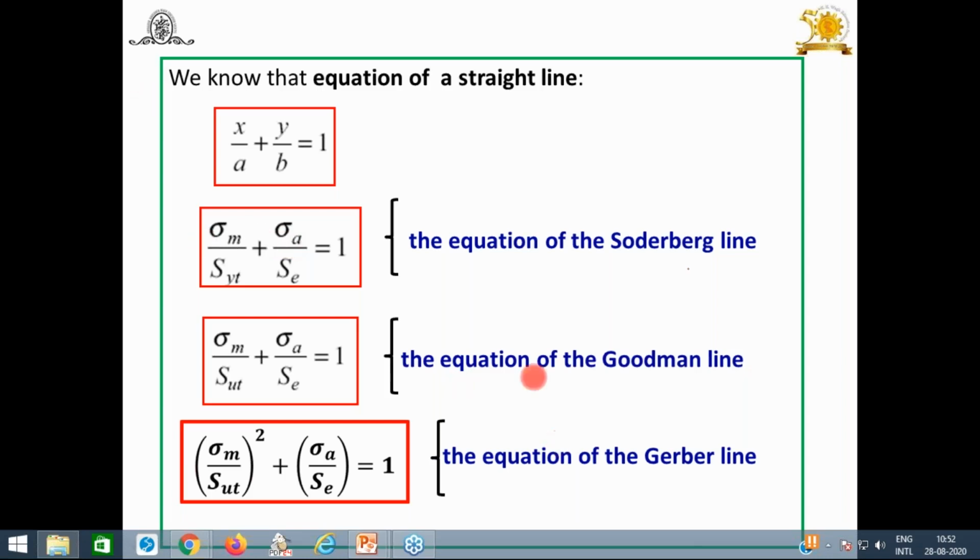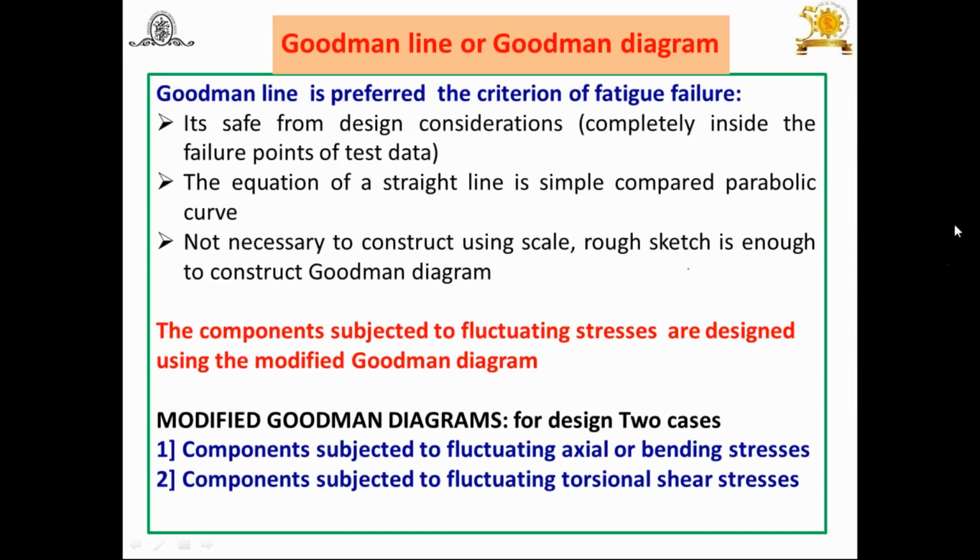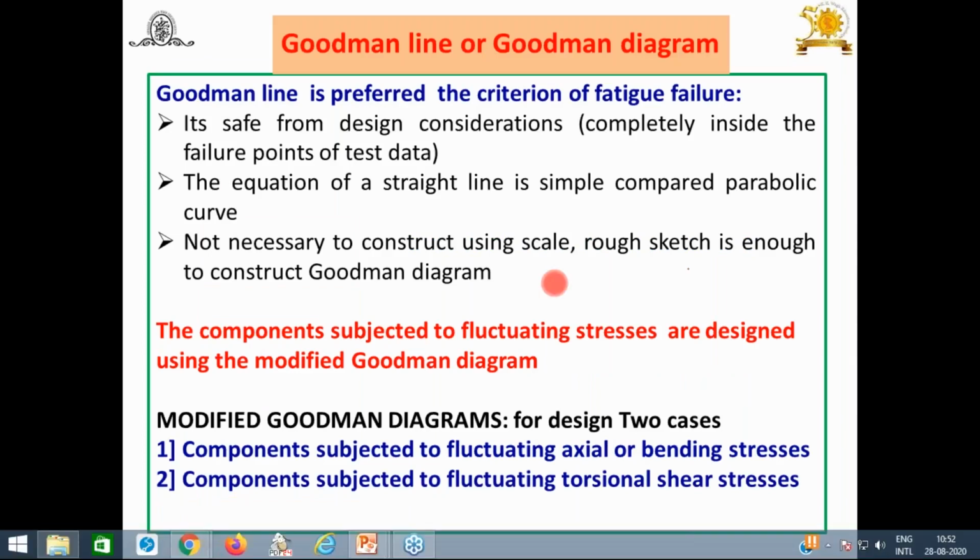This is about the equations of different lines. But I have already explained, you have to use only one line. Goodman is more suitable than Soderberg as well as the Gerber. Again here, I am going to discuss with you why the Goodman line is preferred as a criterion of fatigue failure when subjected to fluctuating load.